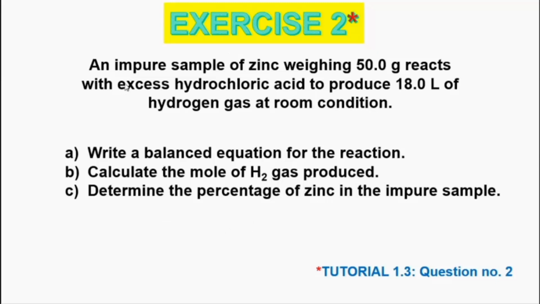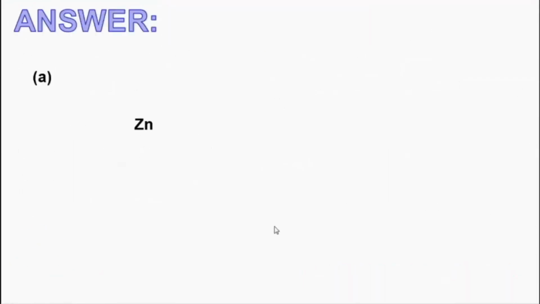At this time we have an impure sample of zinc weighing 50 grams, which reacts with excess hydrochloric acid to produce 18 liters of hydrogen gas at room condition. The question here is, firstly, write a balanced equation for the reaction, and then calculate the mole of hydrogen gas produced. And lastly, determine the percentage of zinc in the impure sample. So let's start with the first part of this question, A.